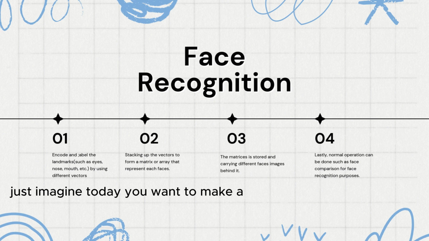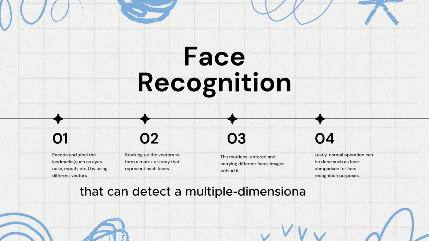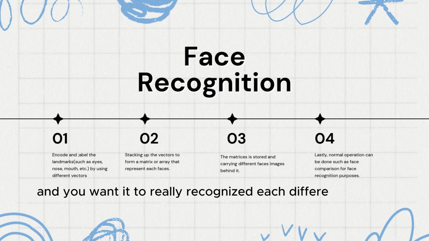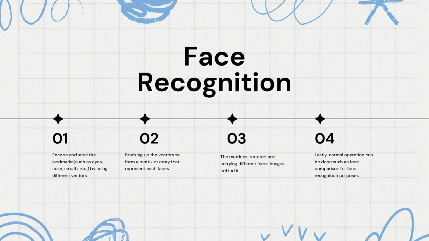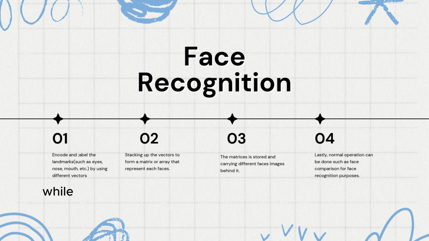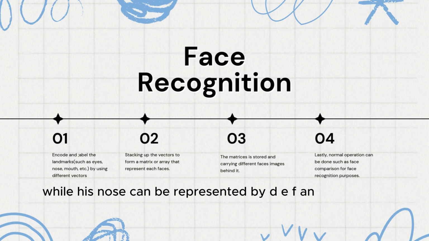Just imagine today you want to make a face recognition program, and definitely you need a tool that can detect a multiple dimensional image to ensure the accuracy of your program, and you want it to really recognize each different person by their face, right? So to make things simple, we can just encode all the faces detected by the system into a vector and stack them all together. Within this process, we might need different vectors to represent different landmarks on the person's face. For example, his eyes can be represented by a three-dimensional vector A, B, and C, while his nose can be represented by D, E, F, and vice versa.